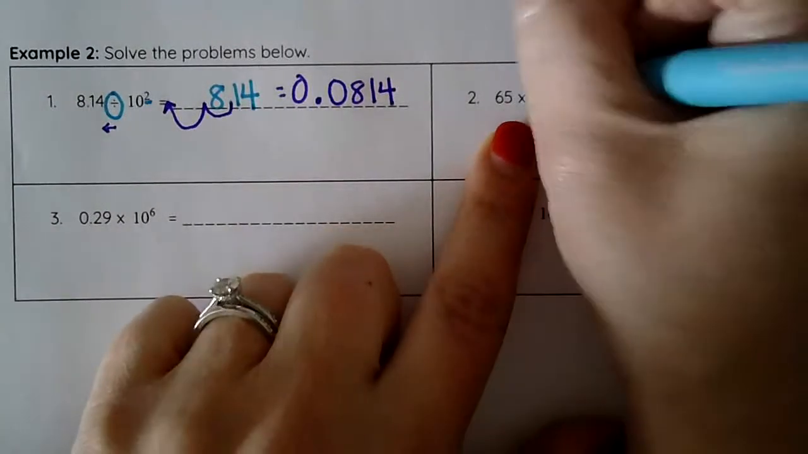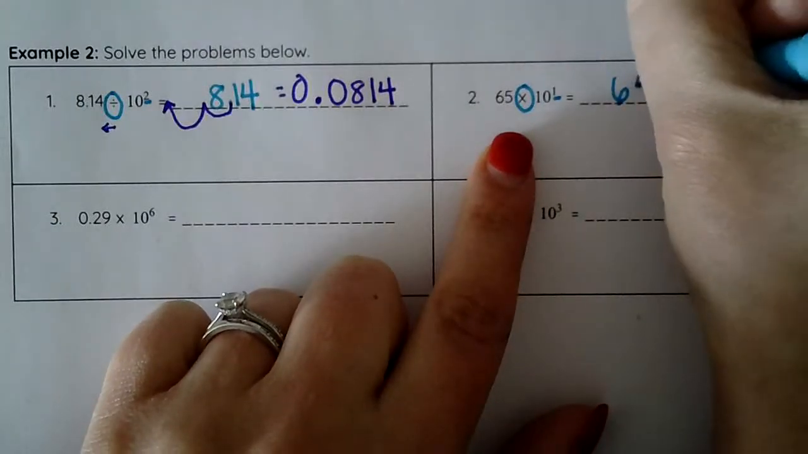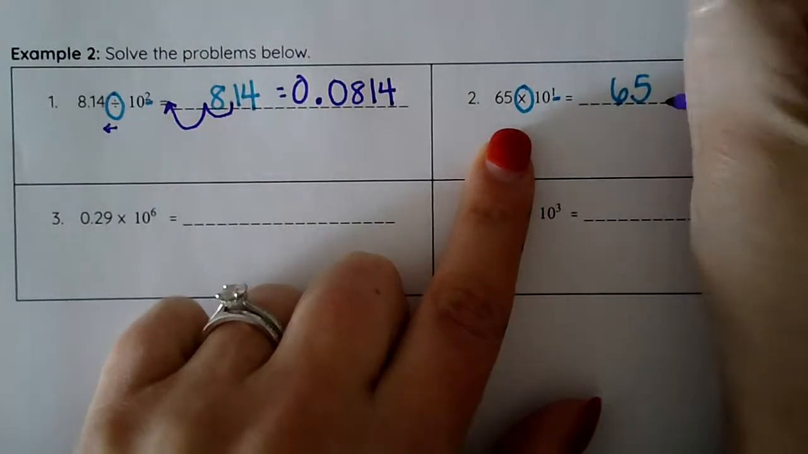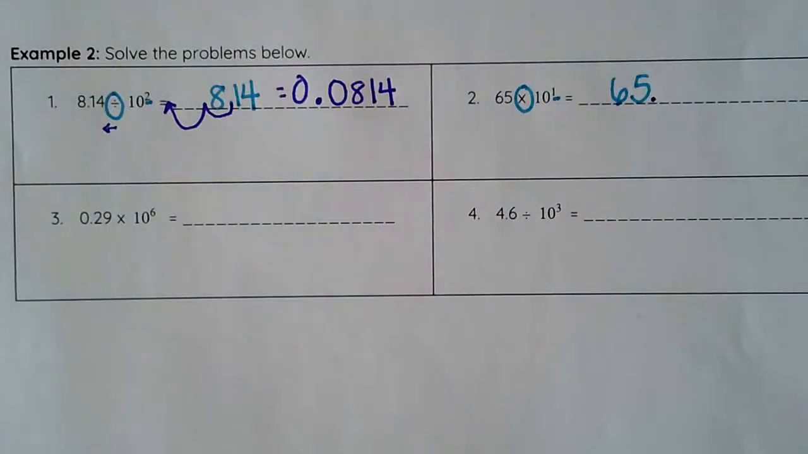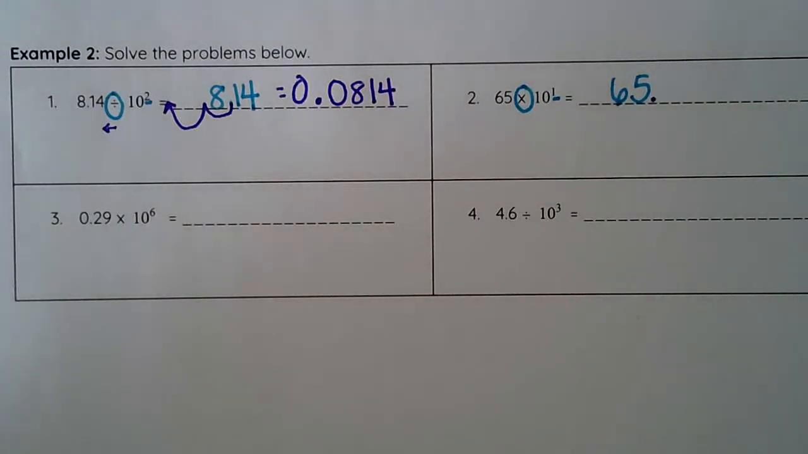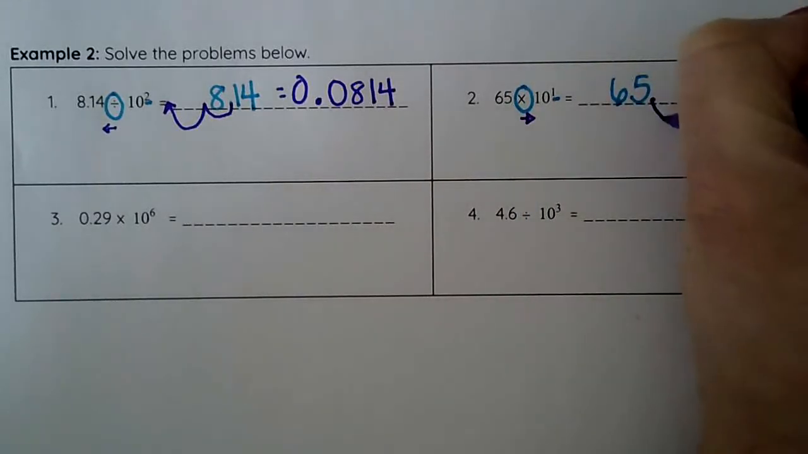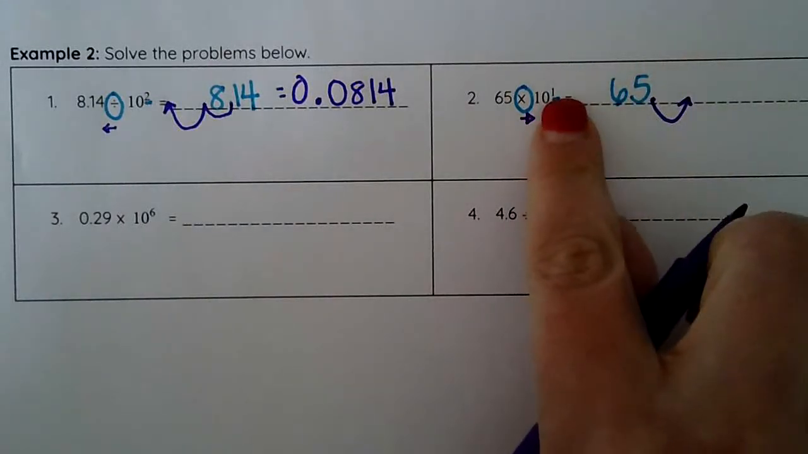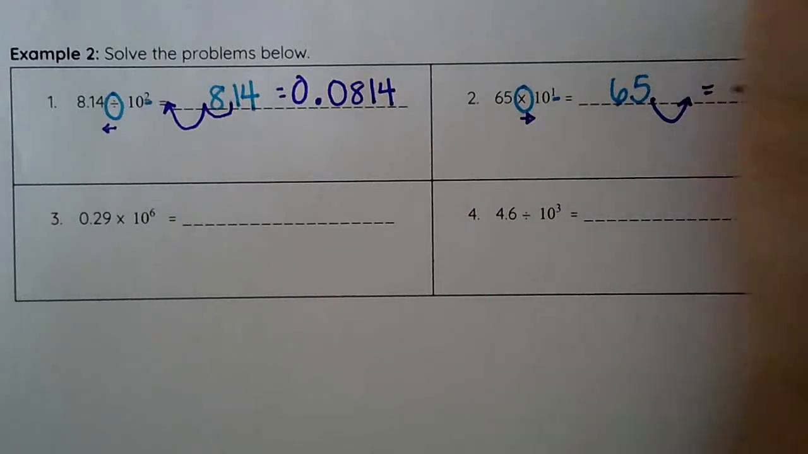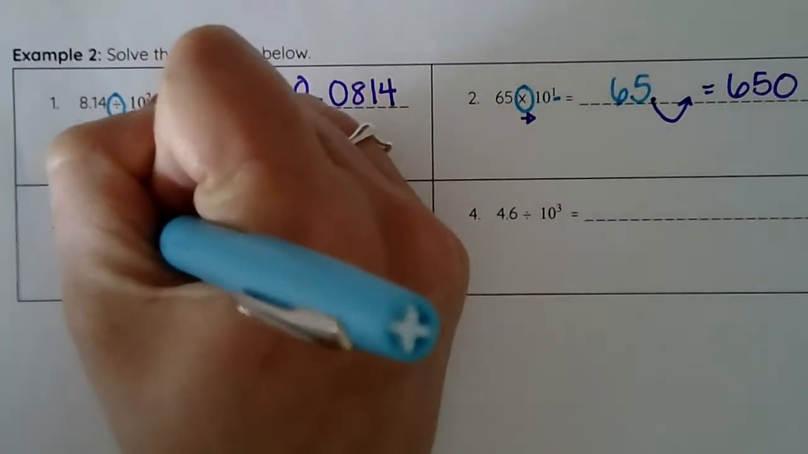Moving on, I've got my multiplication by 10 to the power of 1, 65. My decimal here is after my 5. I don't have a decimal anywhere, so that is where it is. In a whole number, your decimal won't always be written, but it'll be immediately after the number that you do have. I move to the right for multiplication, and I move once because of the power, 10 to the power of 1. I rewrite it, 650.